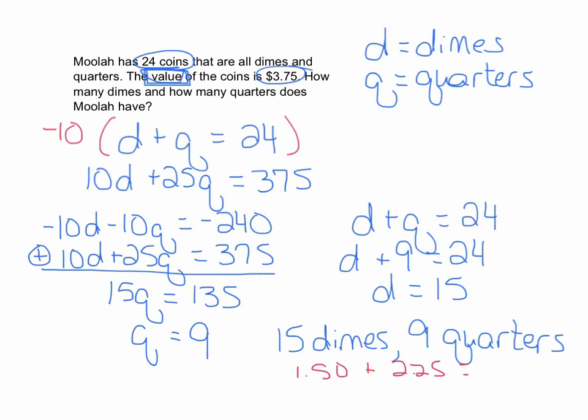He's got $3.75. This is just a check. You don't have to do that, but you can look and see if you got it right. Okay, let's try another one.